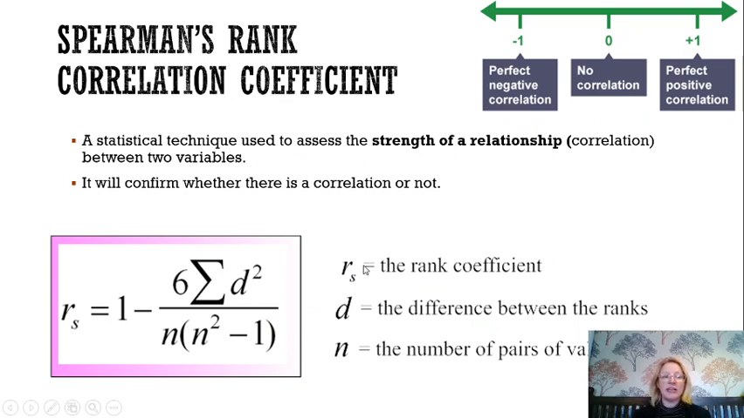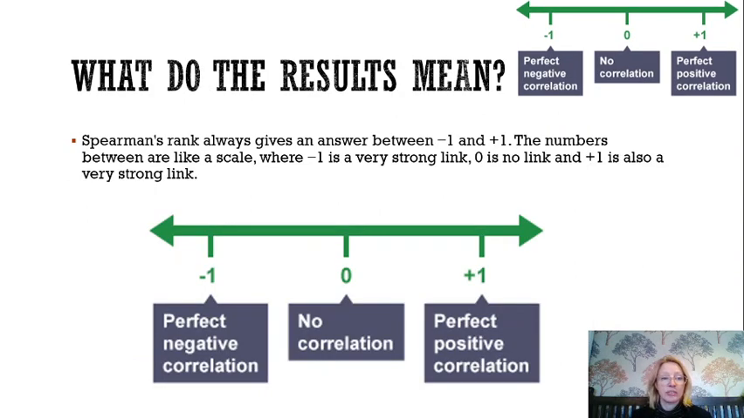Spearman's rank is a statistical test that's used to assess the strength of a relationship or correlation between two variables. It can confirm whether there is a correlation or whether there's no correlation. Sometimes there is, sometimes there isn't. We've got the equation for Spearman's rank just here. I'm going to break this down into steps so you can figure out how to use it. You would be given this equation in an exam, but you do need to know how to use it and in what order to do things.